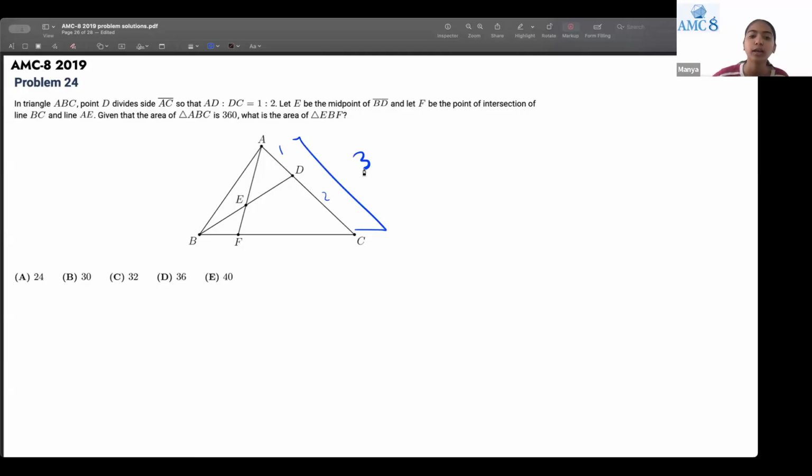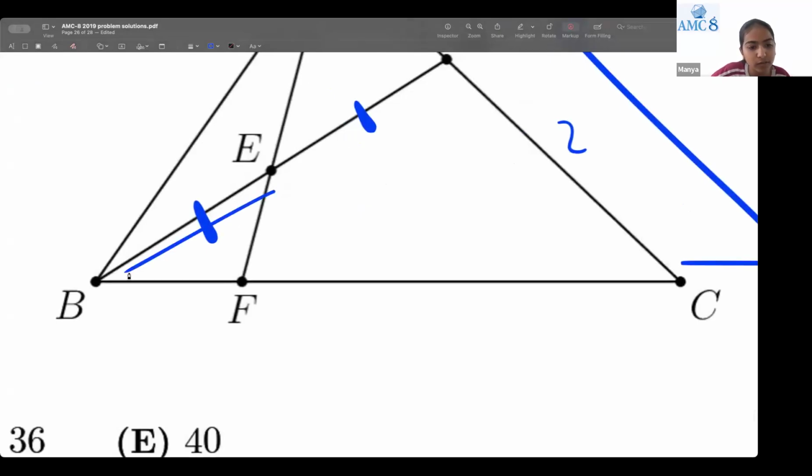Let E be the midpoint of BD. So midpoint meaning that ED and BD are both the same length. So I'll be drawing a congruency mark right here. And point F is the intersection of the line of BC and AE. So this is just the intersection where AE meets BC. So right there, point F. So what is the area of triangle EBF? What is the area of this triangle right there?